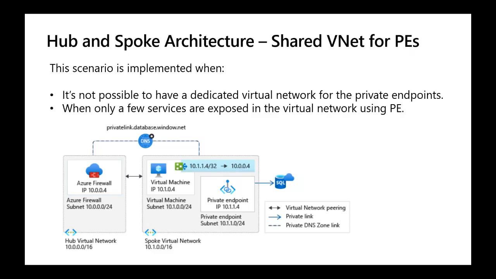So in this case, this scenario is implemented when it's not possible to have a dedicated virtual network for the private endpoints. So if you are not able to deploy scenario number 1, you can use the second scenario. This is also deployed when you have a few services that are exposed to the virtual network using the private endpoint. Something to note about this architecture is that the virtual machines will have /32 system routes that are pointing to each private endpoint.